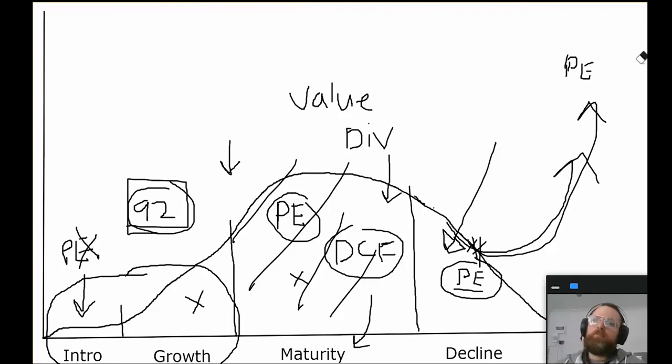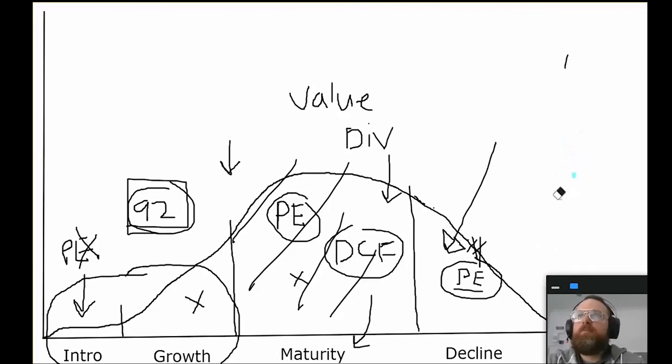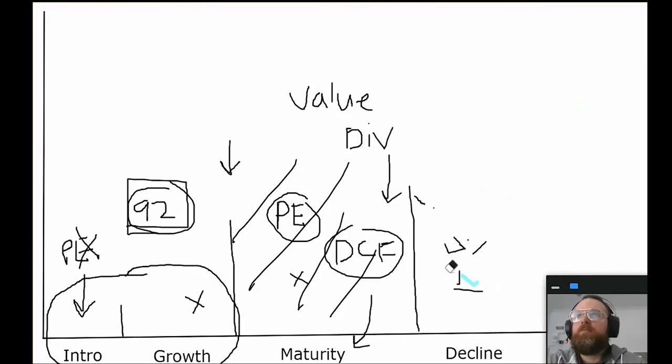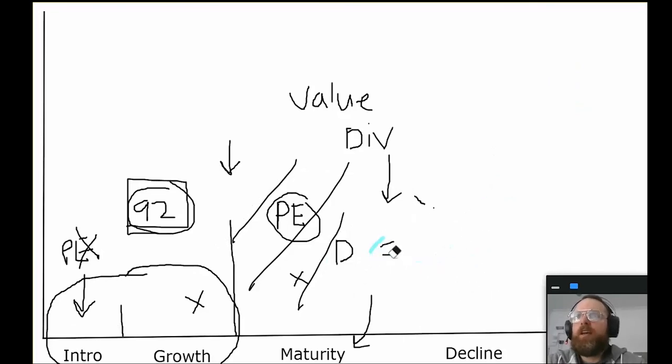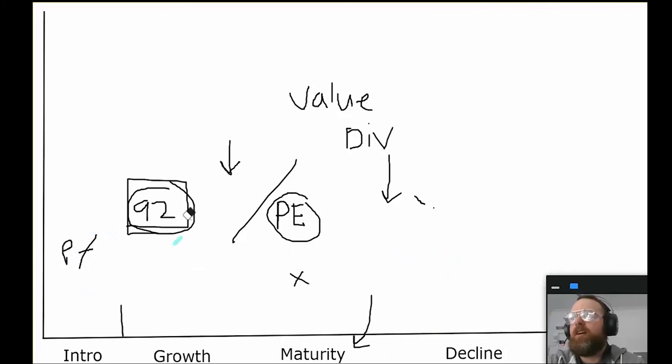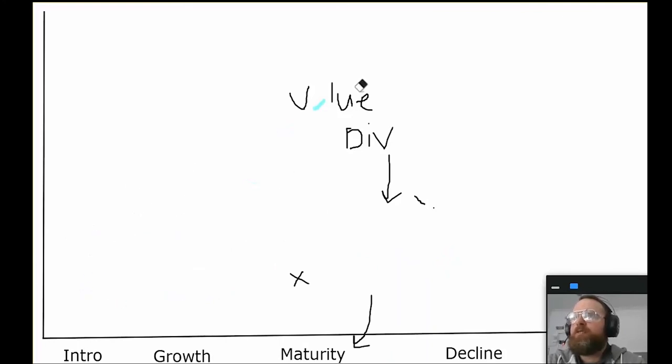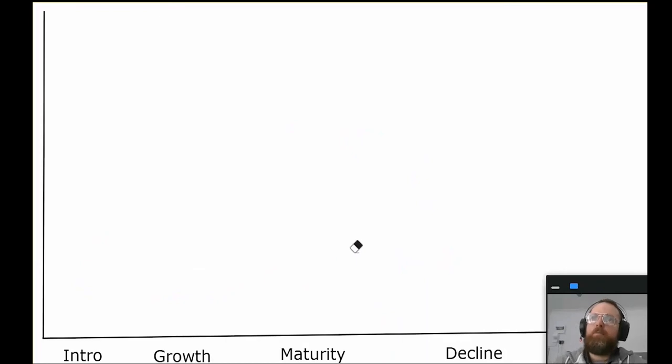Yeah, so to summarize, PE ratios, they can be useful. They're extremely easy to do, but they're not necessarily useful for companies in the growth or introductory phases, and maybe not necessarily best used for companies that are in decline and you're expecting a turnaround either.